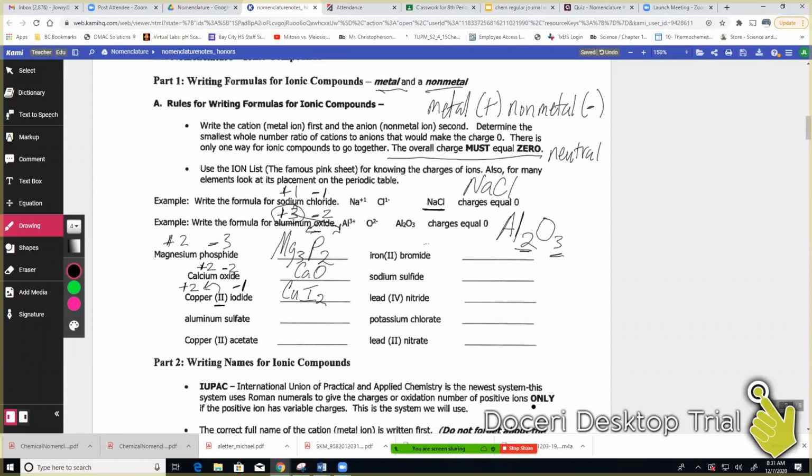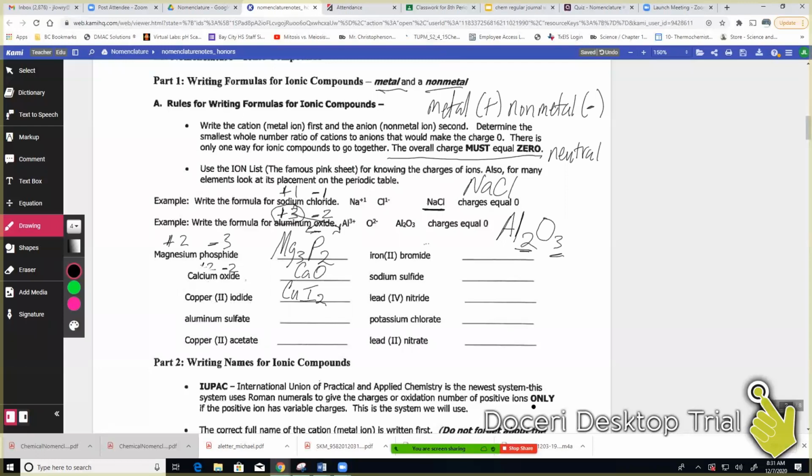Once again, if you think of them as crossing, copper would get the 1, but we never write a 1. Iodide would get my 2, and I do write a 2. So it's like the charges switch, but you would never write a 1, and you would always make them positive. All right, let me get some of this out of the way.